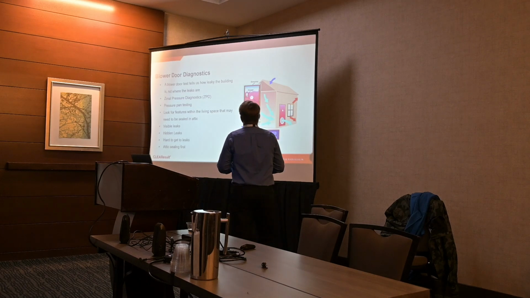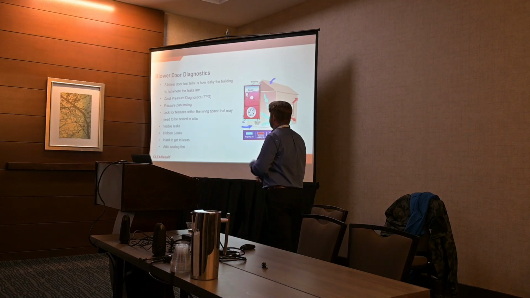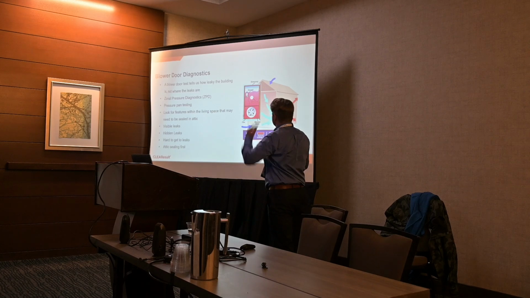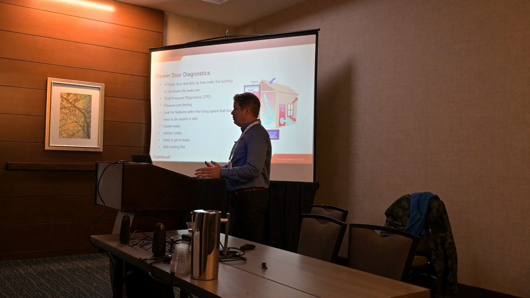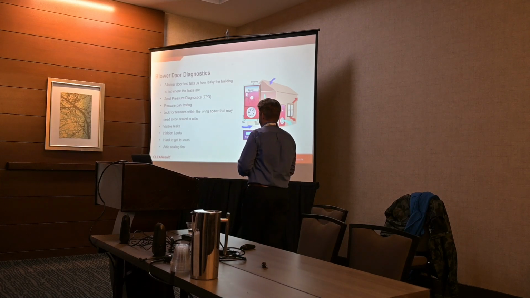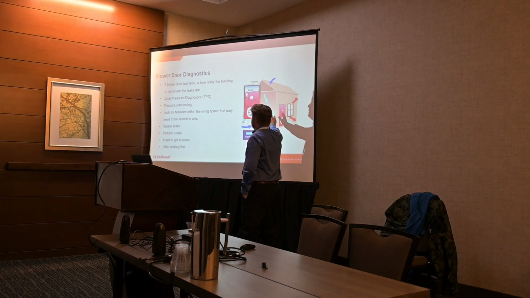Okay, so the blower door is obviously our main diagnostic tool. It has been for years. And it tells us how leaky the building is. And we can take the CFM 50 and turn it into ACH 50 or ACH natural, right? And get a good idea of how tight it is. But it doesn't tell us where it's leaking, right?